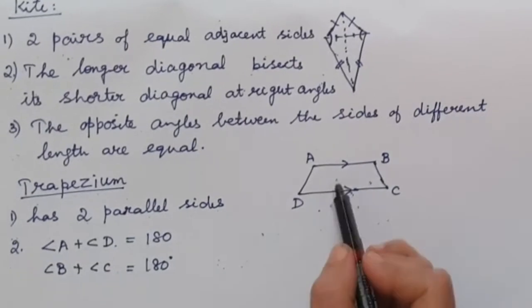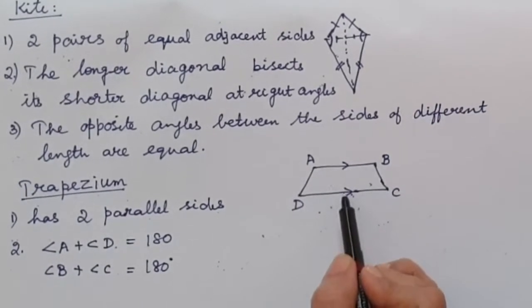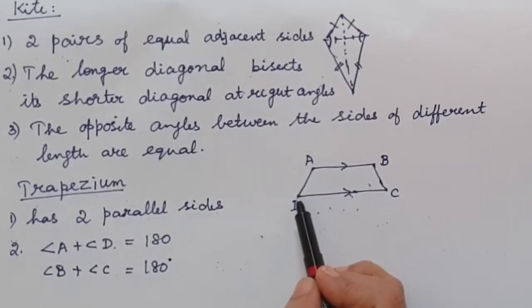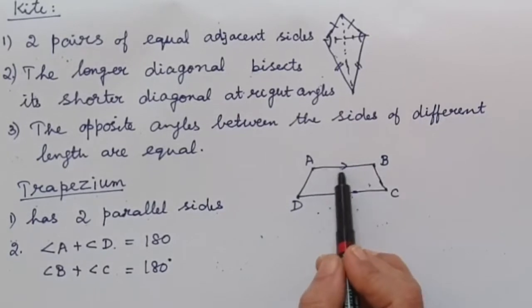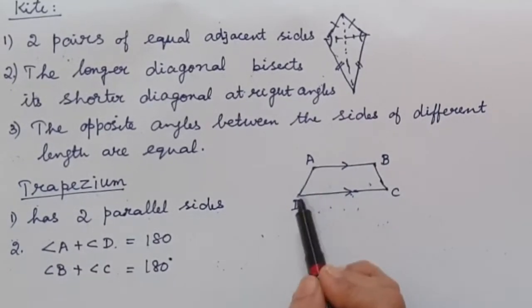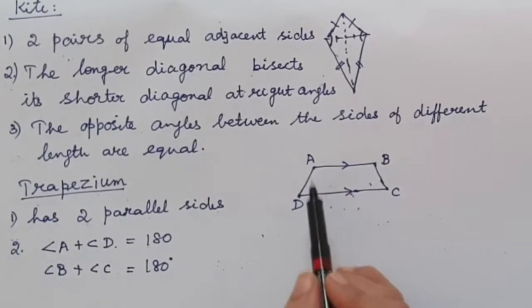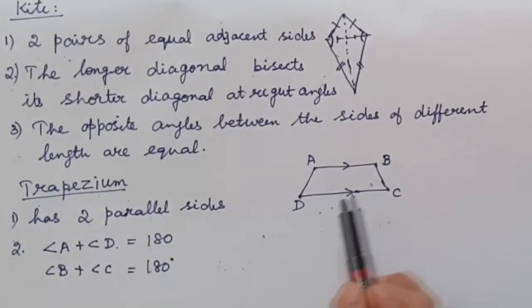Now in a trapezium, only one set of sides is parallel. So these two sides are parallel sides. And then these two angles, that is angle A and angle D, when you add, will be equal to 180 degrees because these are interior angles. So interior angles we have already seen, they add to 180 degrees. That's why angle A plus angle D is equal to 180.